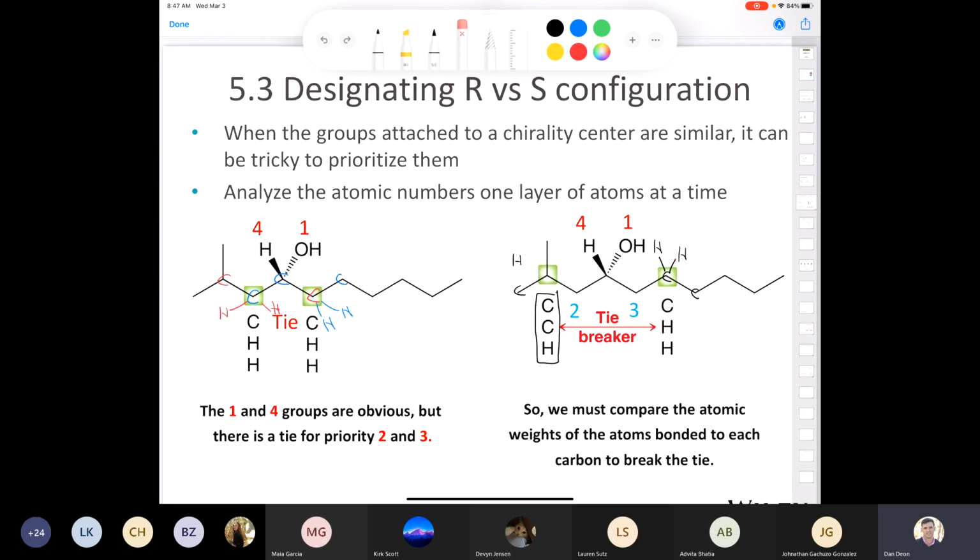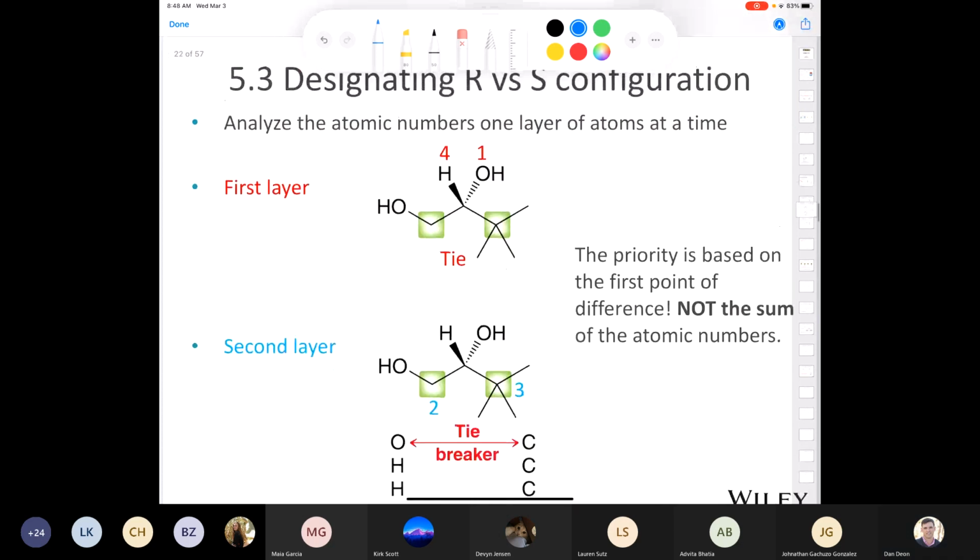Now to finish it all up, I'm going to erase some of my writing here. To finish it all up, we're going to go from 1 to 2 to 3. So we go from 1 to 2 to 3 like that. We're going counterclockwise, which would be S. But since the lowest priority group is coming out towards us, we will switch it. So this one must be R, like that.